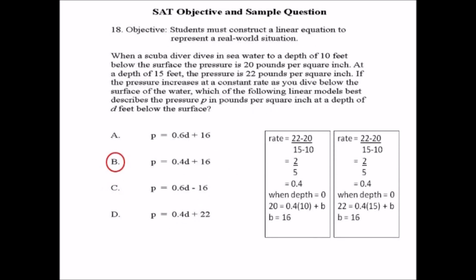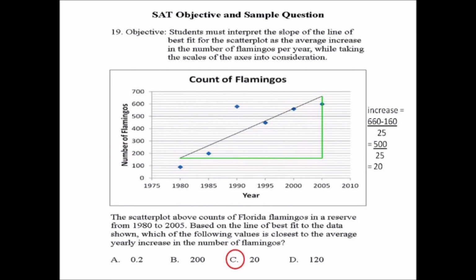Number 18, the answer was B. And you need to know that the pressure would be equal to 0.4D plus 16, and you can use any one of them, 10 feet to 20 pounds or 15 to 22, to put the numbers in and work it when the depth is 0 to find b, to find a constant.